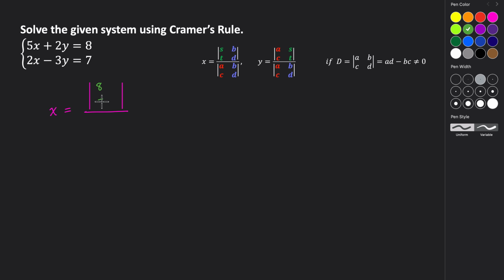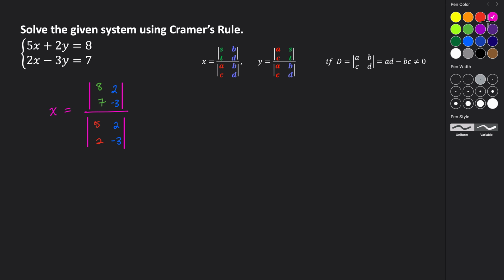So we have 8 and 7 in place here. And then our y values are going to be in the second column here. So 2 and -3. And then in the denominator, we just use our normal coefficient matrix. So we have 5 and 2, and then 2 and -3. So now we just go through and find the determinant in the numerator, determinant in the denominator, and simplify, and that should be the solution to our system.